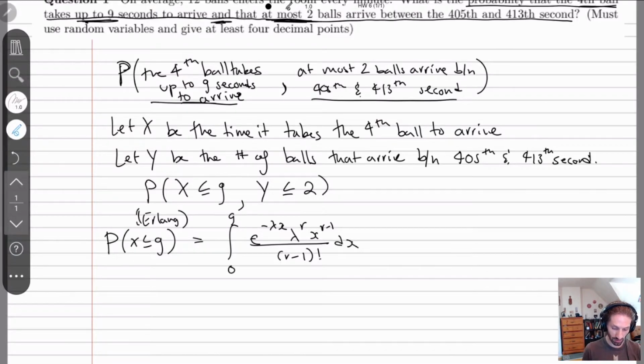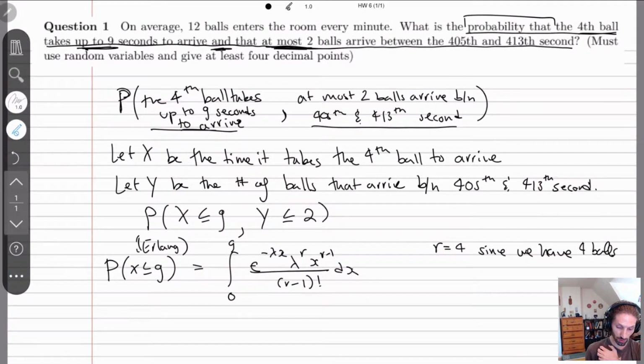So in this case, what's our lambda, what's our r? Well, we have 4 balls, so we're waiting for ball 1, then ball 2, then ball 3, then ball 4. So r is equal to 4 since we have 4 balls. What's our lambda? Lambda is just going to be our average. And what is our average? We know that there's 12 balls per minute.